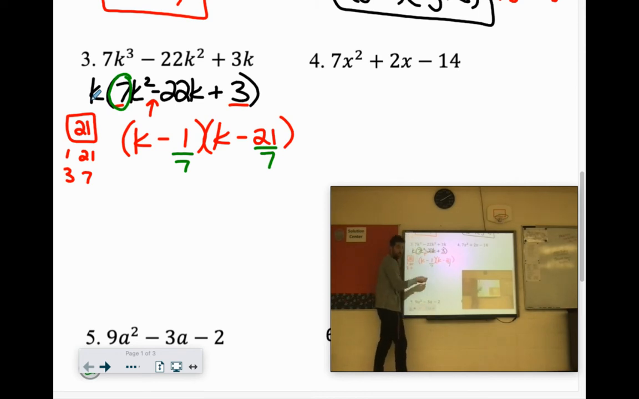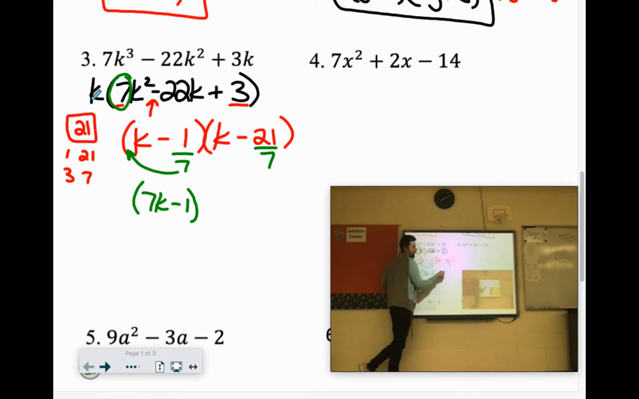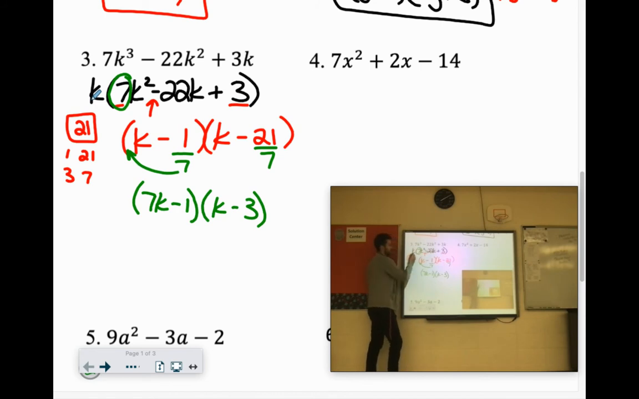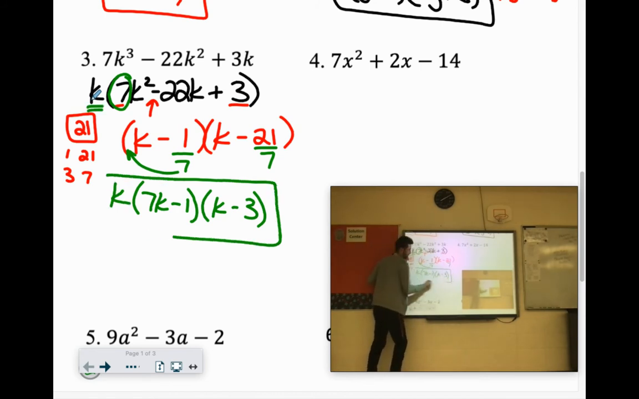Now, if you can do it, do it. If you can simplify it, simplify it. But when you have a fraction like 1 over 7, and you can't simplify it anymore, the 7 comes to the front. It becomes 7k minus 1. Here, I have 21 divided by 7, which is just 3. So k minus 3. And don't forget about the k that we factored out initially. This is our final answer.